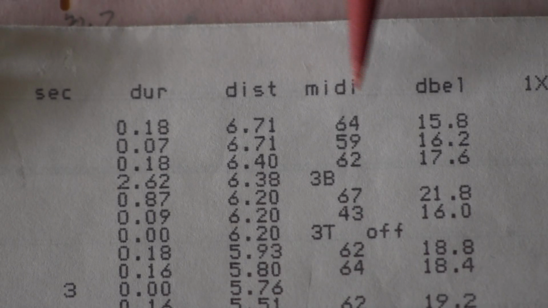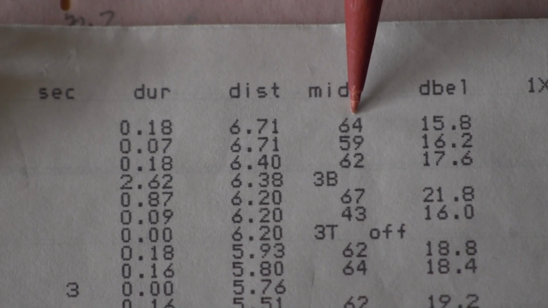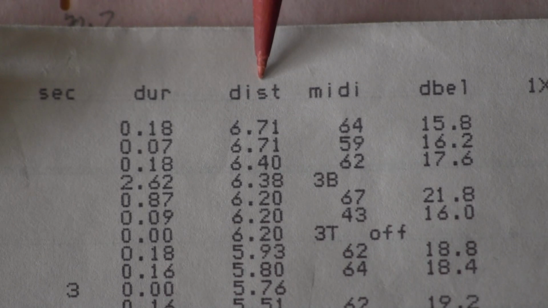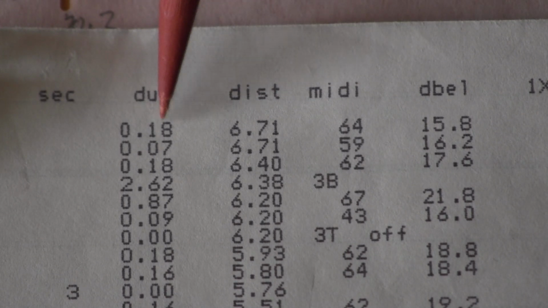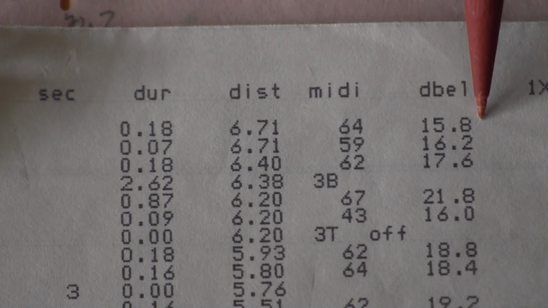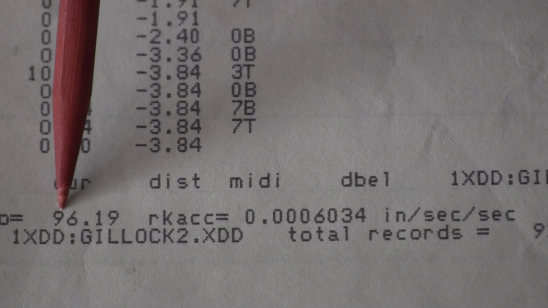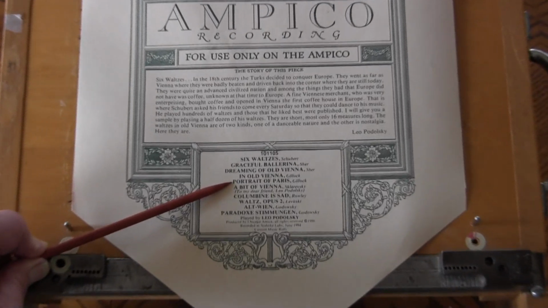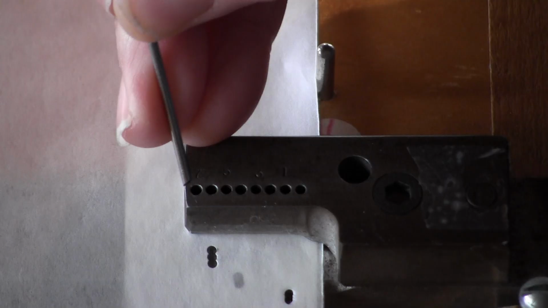Here is a closer look at the data printout. Each note played shows with its MIDI number, the position or distance from the beginning of the roll is shown, the duration is given, and the dB is also shown. The header of the printout shows the tempo. In this case, the odd tempo of 96.19 is necessary because the jumbo roll begins at tempo 80, and this selection is near the end of the roll.